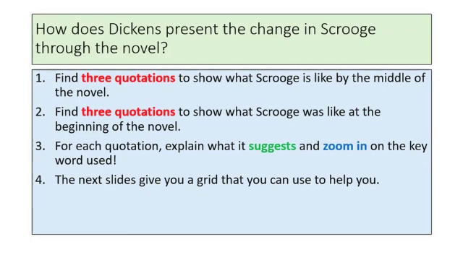You're finding 3 quotations to show what Scrooge is like at the beginning of the novel. So you've got the beginning contrasted with the middle, and then for each quotation you're going to write what it suggests and zoom in on the key word used. So the next slide's going to show you that grid again.